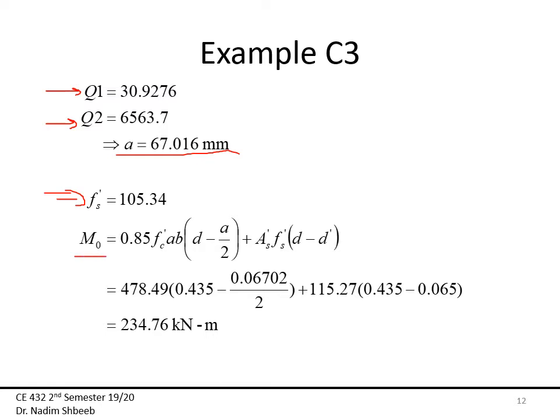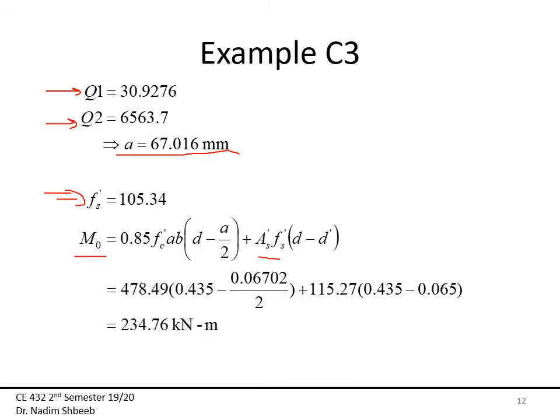Now I can actually use the moment that I used back in flexure, which is 0.85 F prime C A B times D minus A over 2, plus A prime S F prime S times D minus D prime, or you could also just use AS Fy times D minus A over 2.